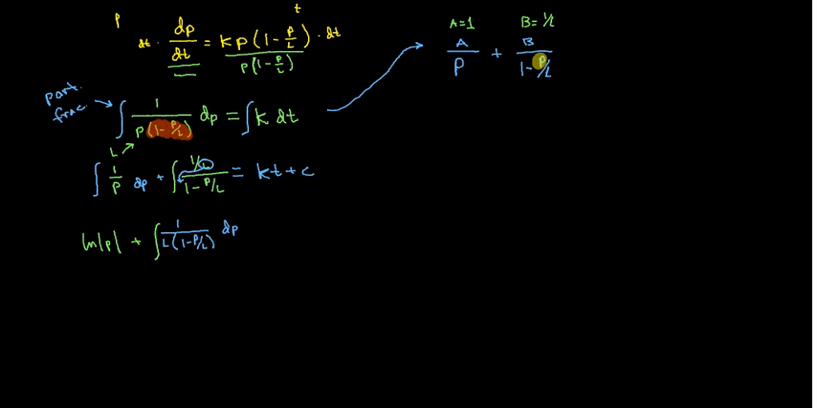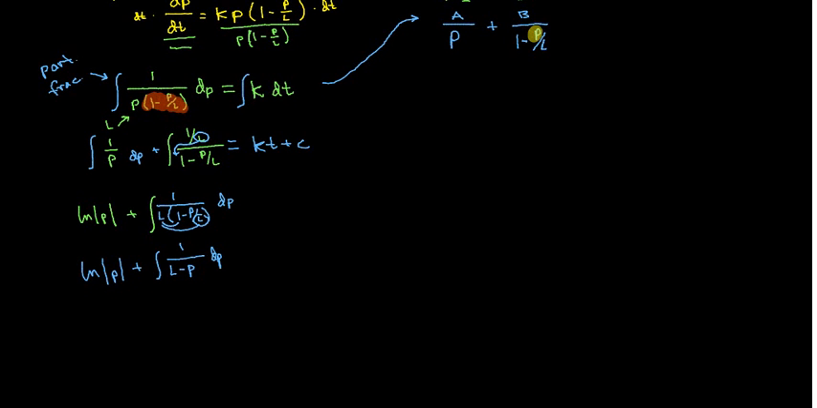Well, now you can distribute that L, and when you do that, this L in the denominator will get canceled out. So we have the natural log of the absolute value of P plus the integral of 1 over, let's see, L times 1 is L, minus P, dP. That integral is now much easier to take. It's a fairly simple u substitution.